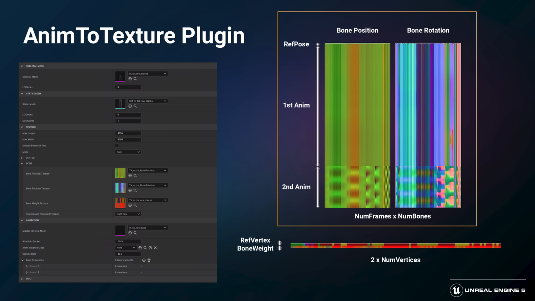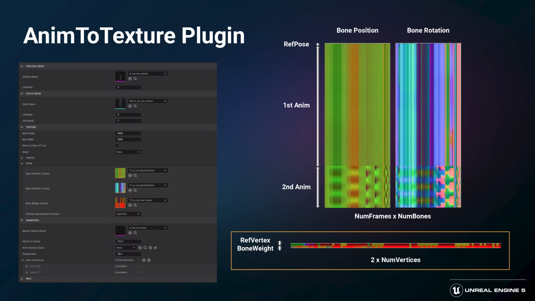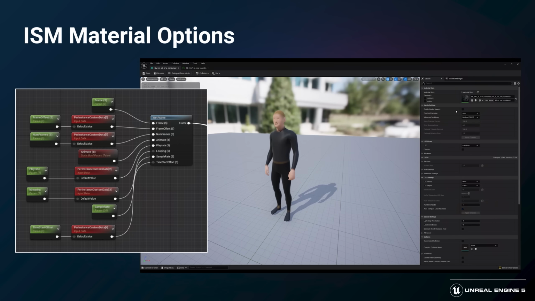In these shared textures seen on the top right, each pixel column is a bone, and each pixel row is a frame of animation. The first row is the reference neutral pose, and the rest are frames for different animation clips. Additionally, we bake one texture per mesh, where each column is a vertex on the mesh, and we use one row to store the reference neutral vertex position, and a second row to store 4 influence weights per vertex. This Anim to Texture plugin is available for you to try out in the City Sample.